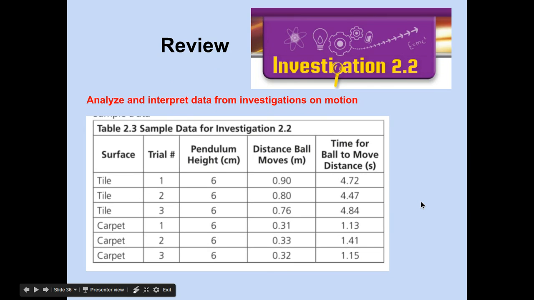The other thing I want you to look at is the data that you created for 2.2. You should have created a table that looks something like this. You had the different surfaces that you investigated. You probably had multiple trials. Hopefully the ramp height was the same. And then the distance the balls moved in meters and how many seconds it took for it to move. You may have also calculated the speed for that. So you're using data in the form of a table to show motion.